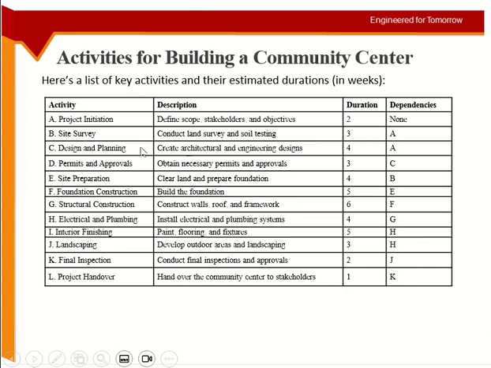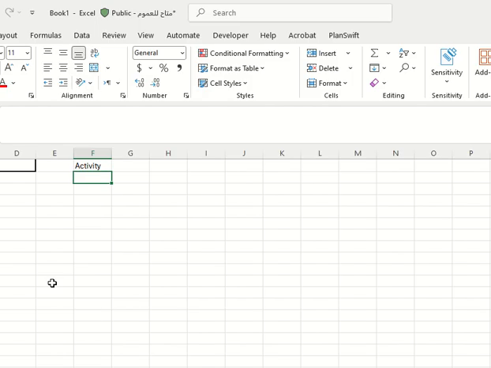For example, site survey depends upon when the project is initiated, so you have already defined what you are doing. Design and planning also starts when the project is initiated, so initiation is affecting two activities. Then permits and approval can only be taken when the design is ready. Site preparation can be done when the site survey is done, and so on and so forth. So we are going from A to L. You can see later on what each of them means.